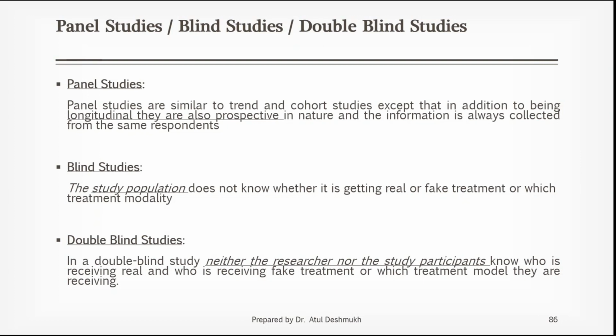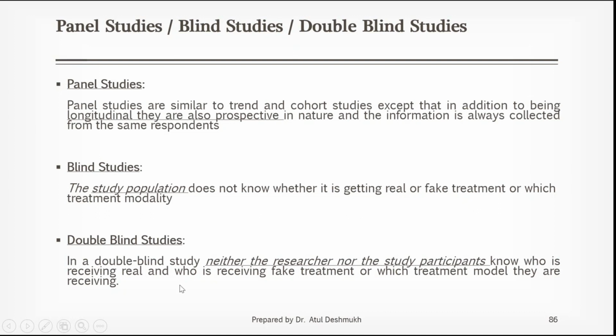In case of cohort study, what you do, you collect data in a cross-sectional way and you collect retrospective data also. But in panel study, you collect longitudinal data, that is a prospective data. Panel studies are similar to trend and cohort studies, except that in addition to being longitudinal, they are also prospective. That is the important theme here.